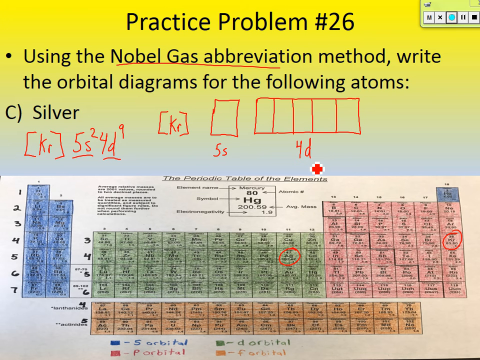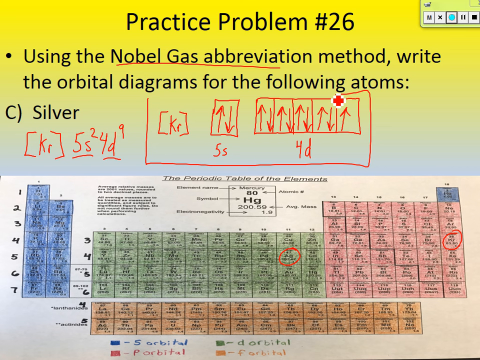Is 5s full? It is. So we have 2 electrons, one spinning up, one spinning down. 4d has 9. Hund's rule, got to pay attention to it. Half fill the orbitals before you come back and completely fill them, right? So there's 5, 6, 7, 8, and 9. And that leaves 1 orbital here. That's just half filled, and that's okay. That is the orbital diagram for silver.